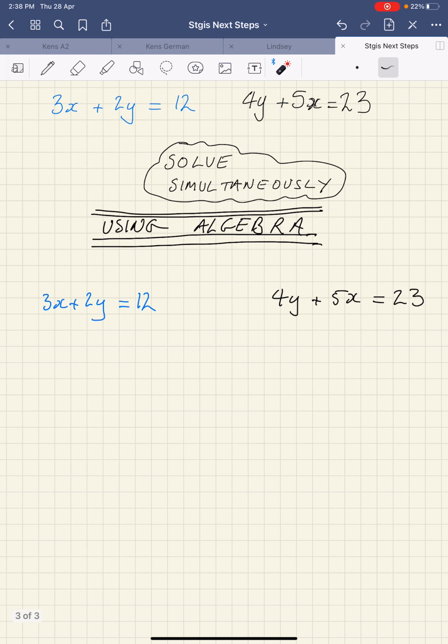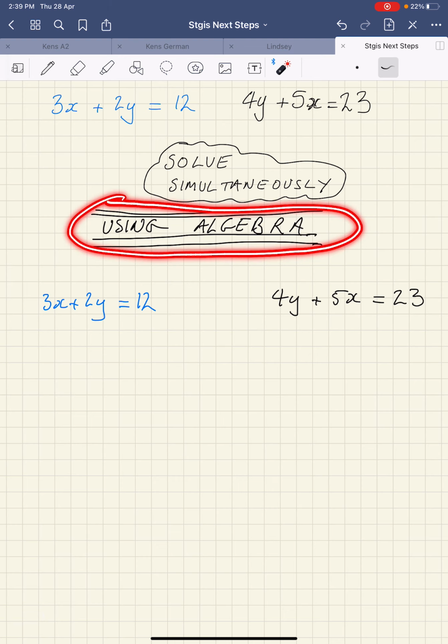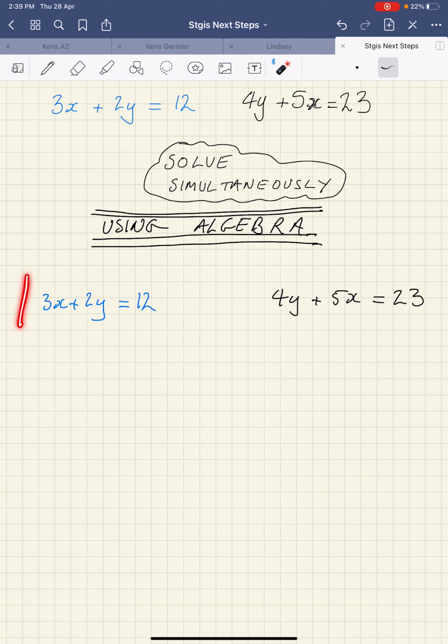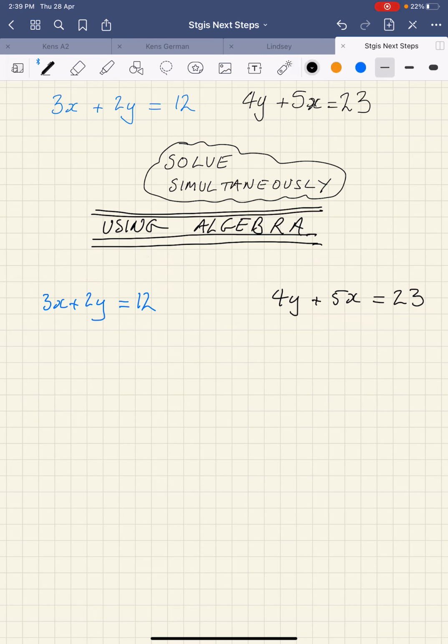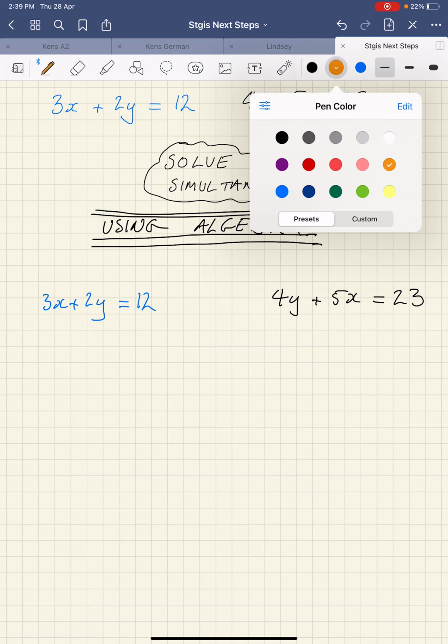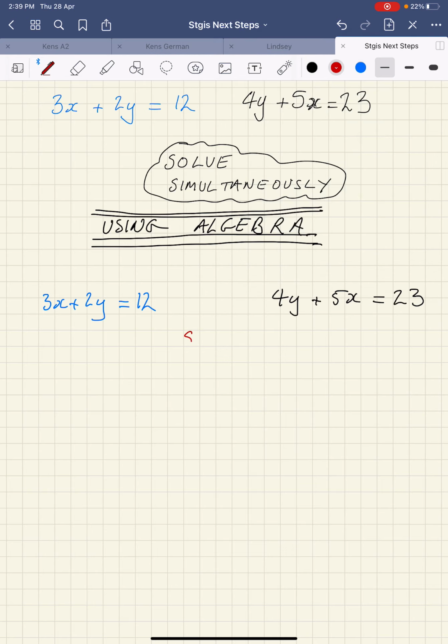But we're going to focus on the harder version, which is now using algebra. Okay, so using algebra, you'll be given the two equations. And again, the equations have to have some y's and x's in them. And then we will step through how to do this. All right, so let me get a red here. And we will do step 1.